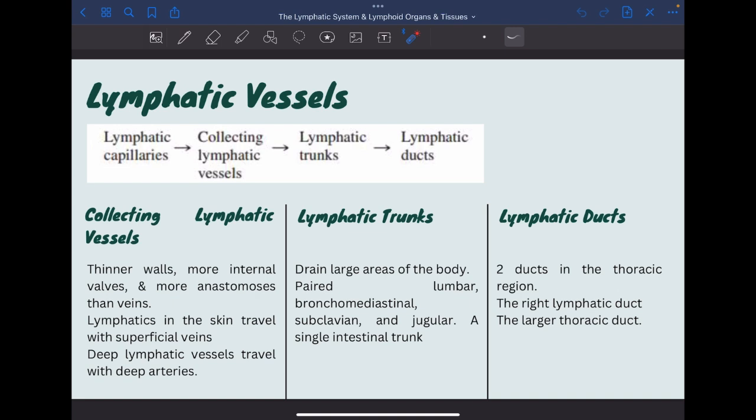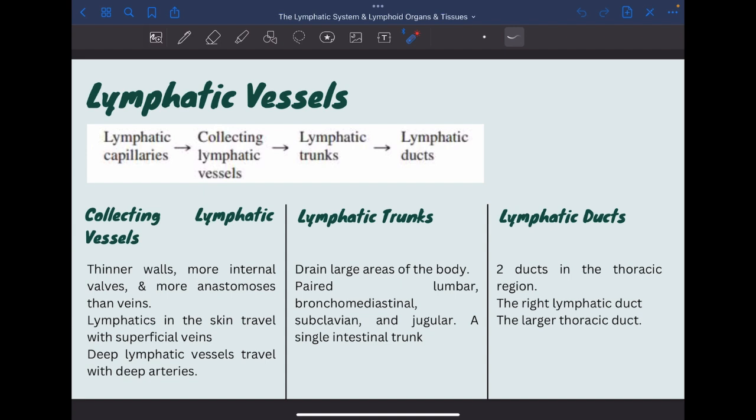In general, they travel superficially and deeply. The lymphatic vessels that are present in the skin travel along with the superficial veins. But the ones that are present deeper in the trunk and in the internal digestive viscera and so on travel with the deep arteries. The exact anatomical positioning varies greatly from one individual to another. But what is commonly known is that the superficial ones in the skin move with the superficial veins, and the deeper ones move with the deep arteries. So this is with regards to the collecting lymphatic vessels.